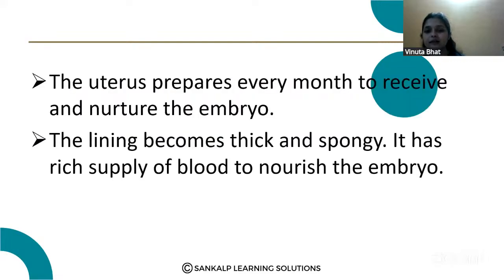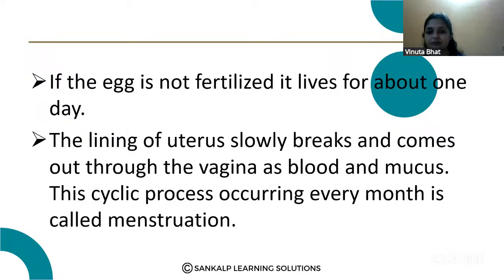So, if the egg is not fertilized, then the endometrium of the uterus slowly breaks down, and it comes out in the form of blood and mucus. So this process takes place if the egg is not fertilized.